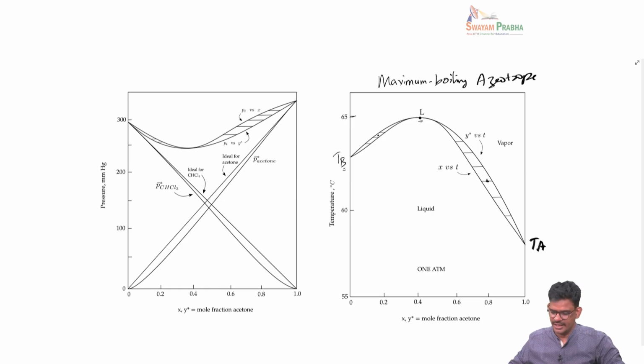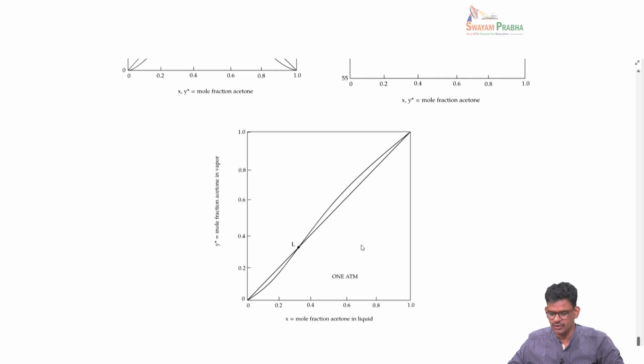Okay, so I urge you to go through the textbook, take a look at all these pictures, and try to understand what these pictures mean, how the data is presented. This is extremely important when we go to the design of distillation columns. Okay, so please read the textbook.